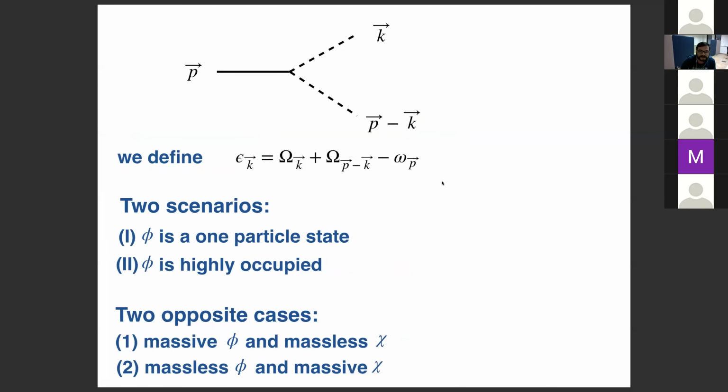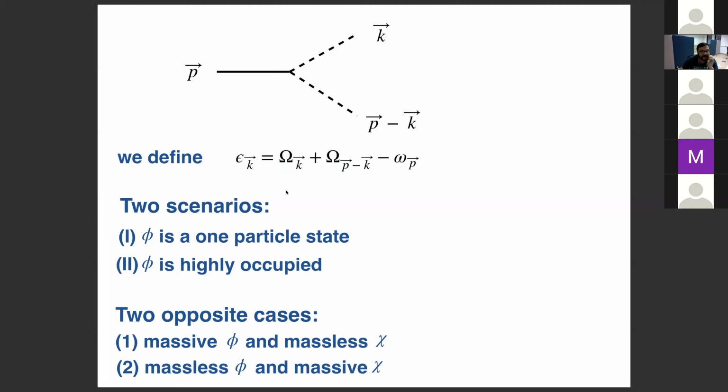We're going to study this process. We have an incoming phi with momentum p, and it decays into a chi with momentum k, and the other one with momentum p minus k. Here the momentum is already conserved in every decay. And we define this epsilon_k like this. We notice that if the final and the initial states are free, epsilon must be 0, or epsilon 0 means the energy conservation, right?